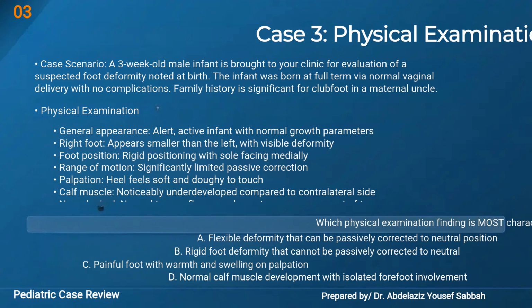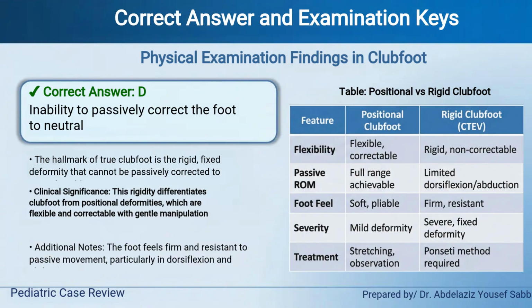Option A. Flexible deformity that can be passively corrected to neutral. Option B. Rigid foot deformity that cannot be passively corrected to neutral. Option C. Painful foot with warmth and swelling on palpation. Option D. Normal calf muscle development with isolated forefoot involvement. The correct answer is option B. Rigid foot deformity that cannot be passively corrected to neutral.